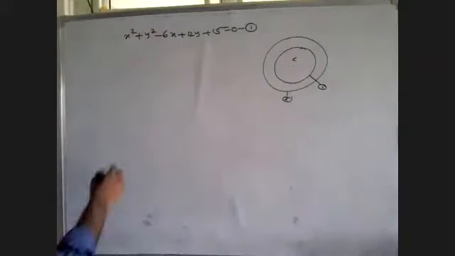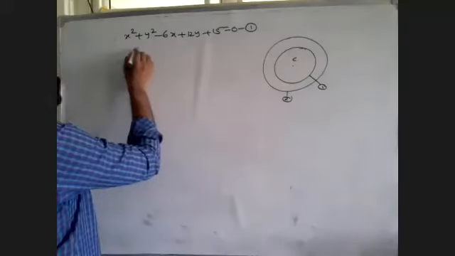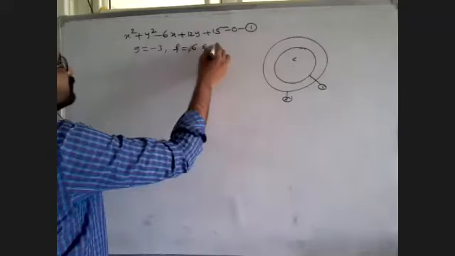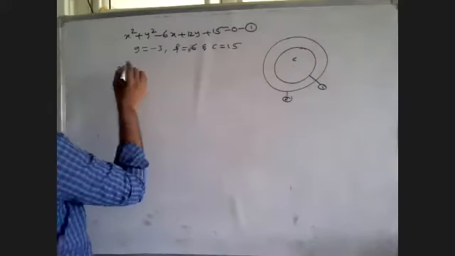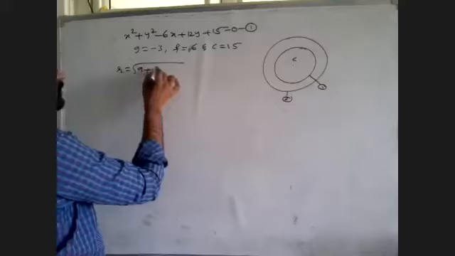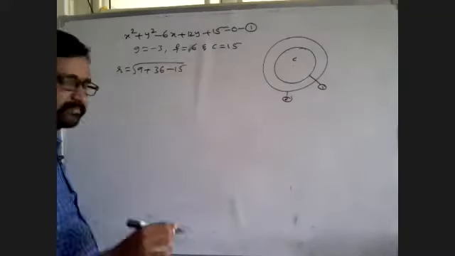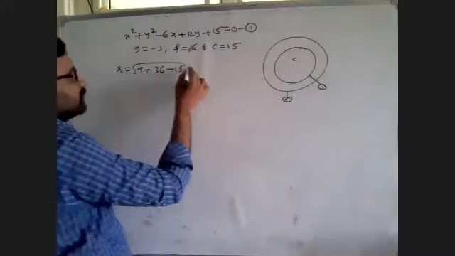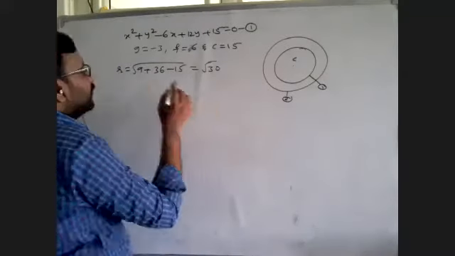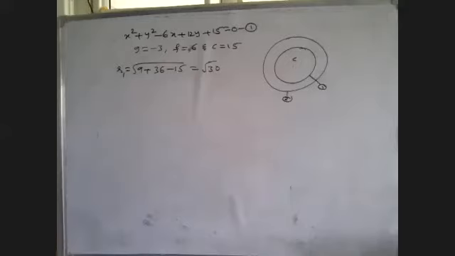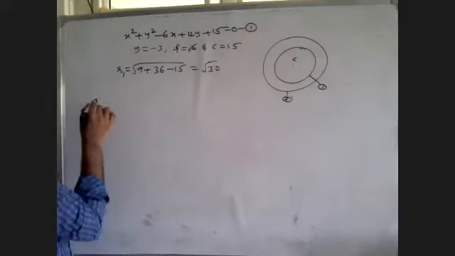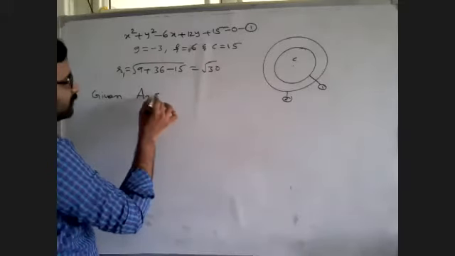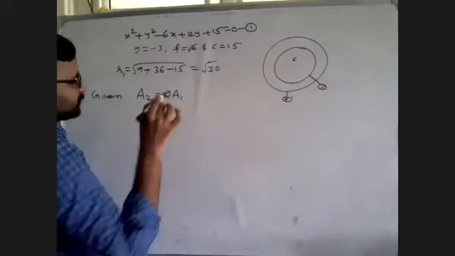So see here, g is equal to minus 3, f is equal to 6 and c is equal to 15. Therefore r is equal to root over g square plus f square minus c. 36 minus 15 is what? 21 plus 9, 30, so the radius is root 30. Root 30 is the radius of the first circle. Now, the given condition I am writing: area of second circle is equal to 2 times the area of first circle.